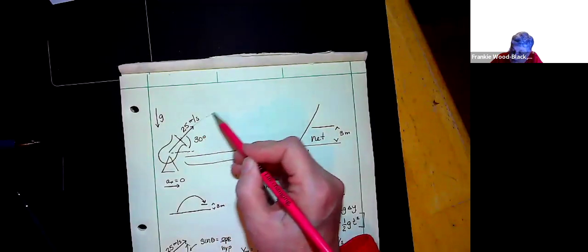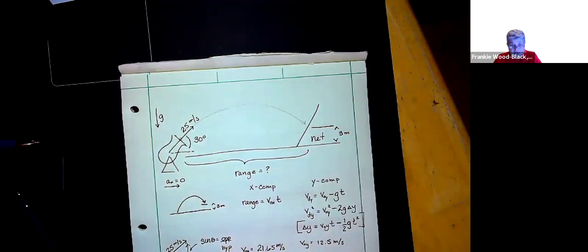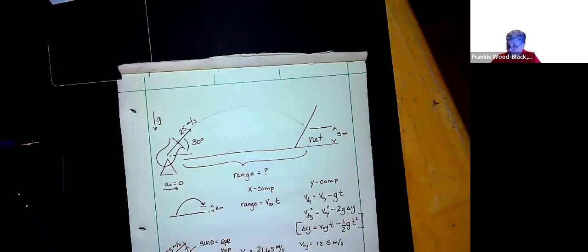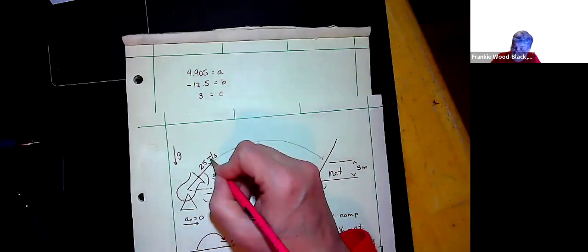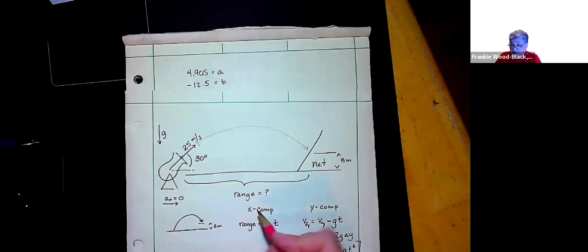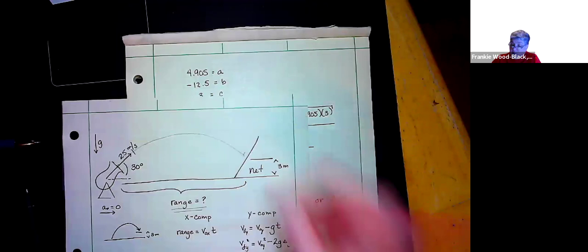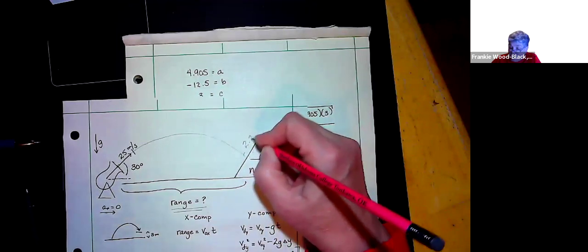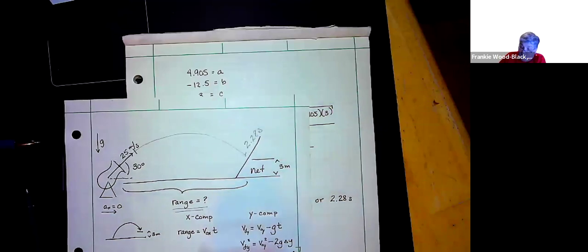Remember, my arc is going to go like this. So that first time of 0.28 seconds, that's when it's going to be 3 meters on this end. So that's not the value we're going to want to use to figure out our range. We want to use the other value, the 2.28 seconds. And that's how we're going to calculate our range.